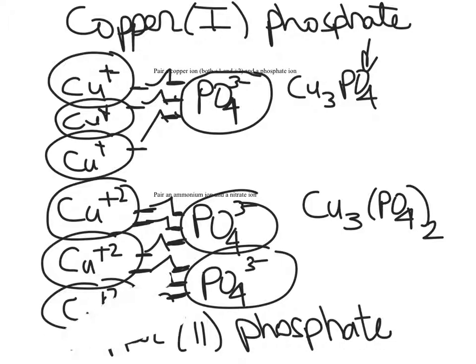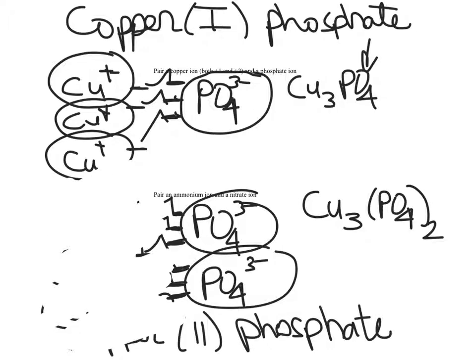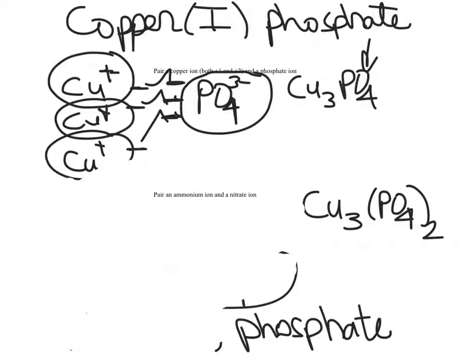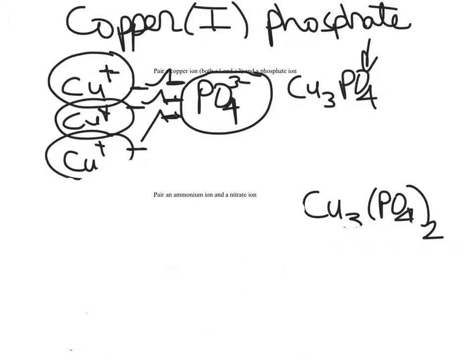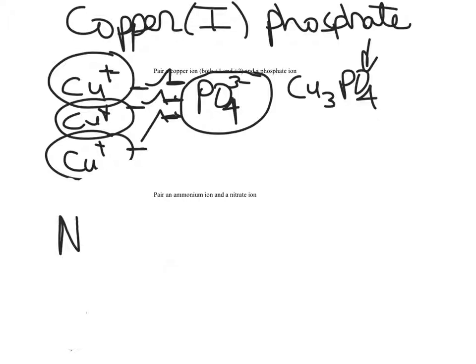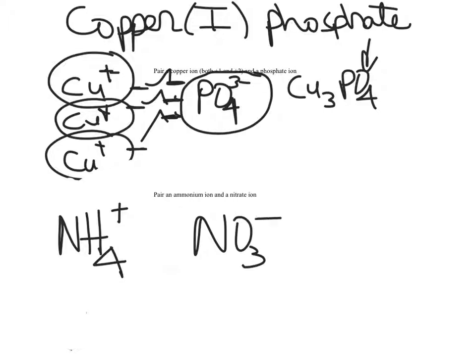So let's try one more. Let's erase this copper 2 down here so we can do one more. Okay, here we go. All right, one more. It says pair an ammonium ion and a nitrate ion. So ammonium ions are kind of funny. They're one of the few that have a positive charge as far as polyatomics go. It is NH4 plus. And then we have a nitrate ion, which is NO3 minus.